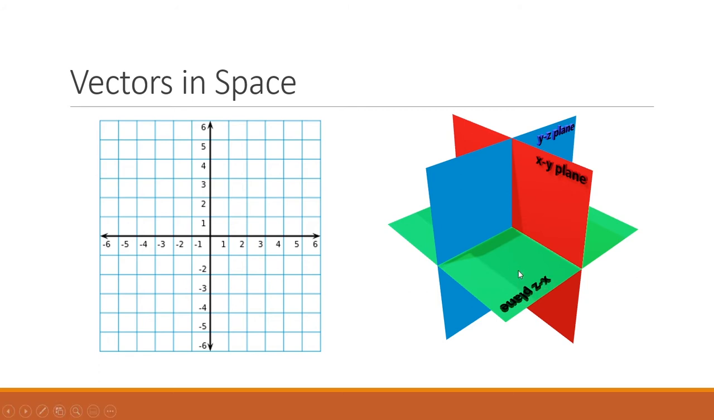XZ naman. Okay? So, with physics, we're really representing real life. We're really studying real life objects in 3D. That's why physics is so cool. Ganun talaga. Okay nga, proceed tayo.